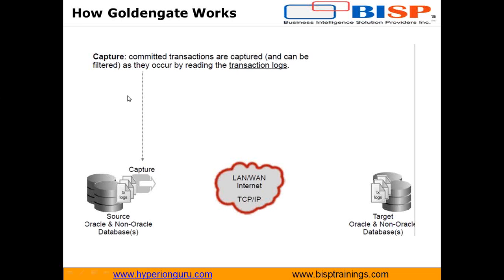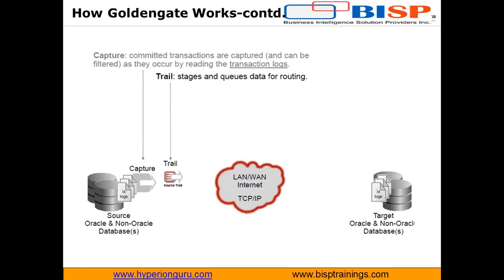So there is a capture process in place. Capture process is a Goldengate process. It reads your transaction logs, or archive logs and redo logs in case of an Oracle database, and captures committed transactions only. Then once the transactions are captured by the capture process, it writes them to your trail files.